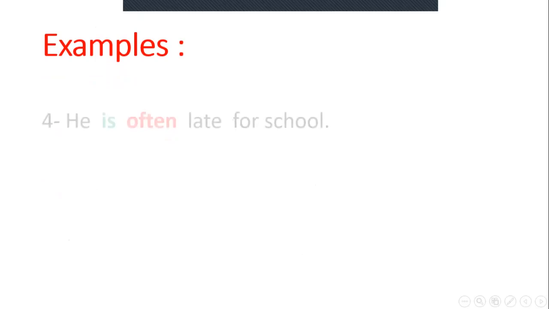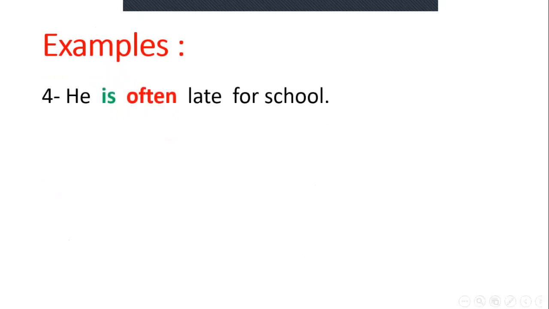Look at another example. Example number 4: He is often late for school. Where is the main verb here in this sentence? The main verb here is is, and verb is here is verb to be: am, is, and are. Verb to be here is is, so we use often after is. Because we use often, always, usually, sometimes, and never after verb to be.